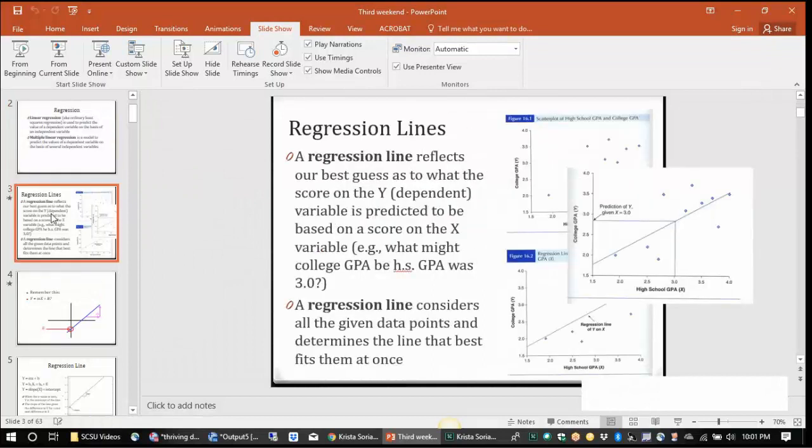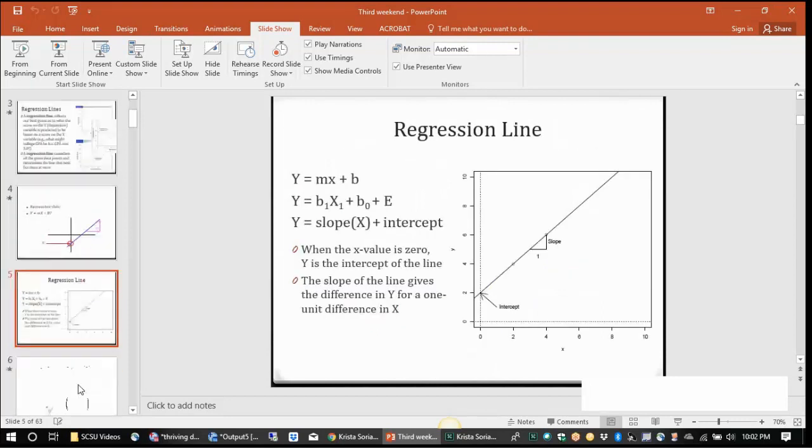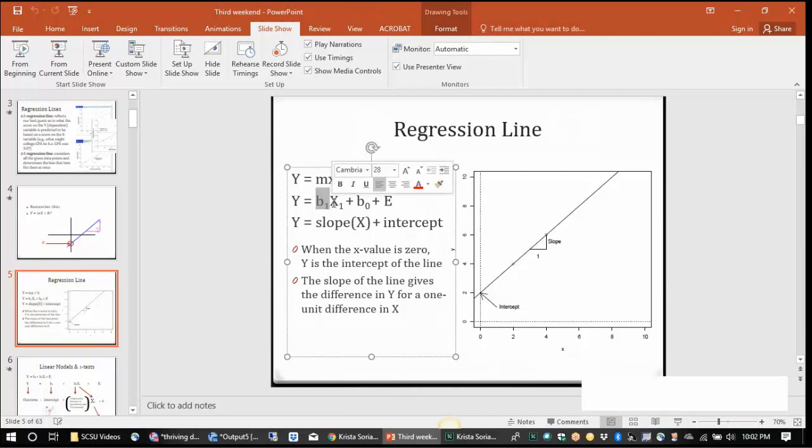So regression lines essentially reflect our best guess as to what the score on the y or dependent variable is predicted to be based on the score on the x variable. It's a little bit like the old y equals mx plus b equation that you might remember from middle school or high school math classes, where we're able to predict the slope of a line based on some of the data that we have in this equation. Regression lines work the same way, except instead of the m variable that helps us to predict the slope, we get a beta variable or b.